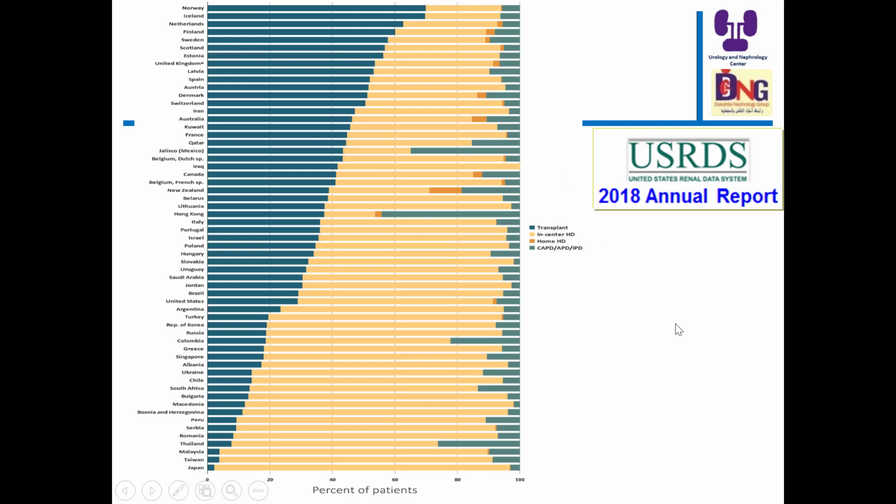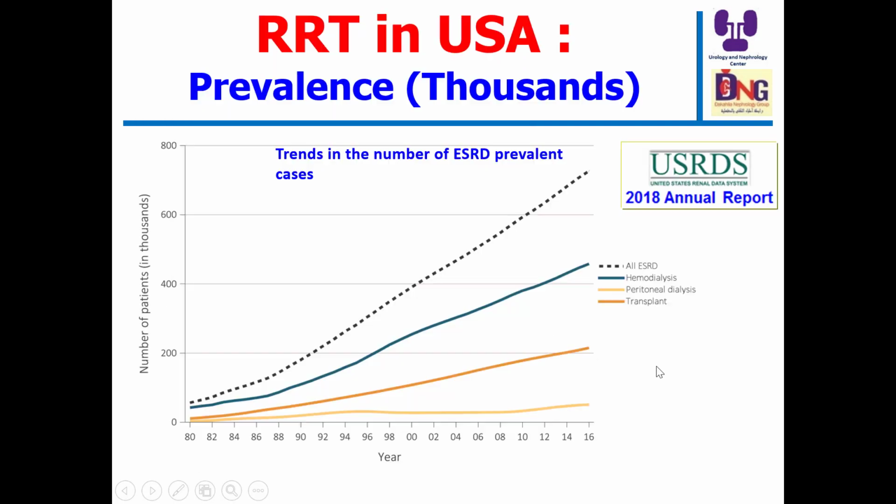What are the different modalities for renal replacement therapy? There are principally two modalities: renal transplantation and dialysis. And dialysis is either hemodialysis, and this is the majority, or peritoneal dialysis. If you look here, this color reflects renal transplantation, and this color reflects hemodialysis. For the majority of countries, the major renal replacement therapy is hemodialysis. And this is regarding the United States.